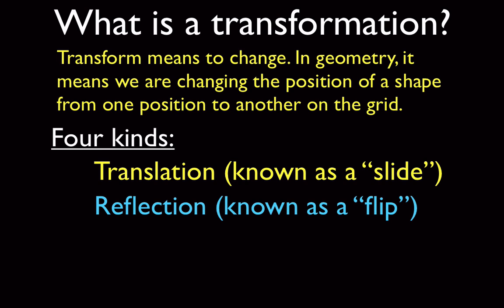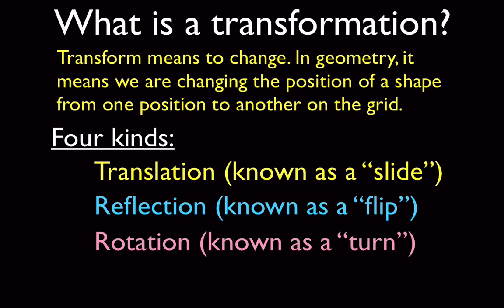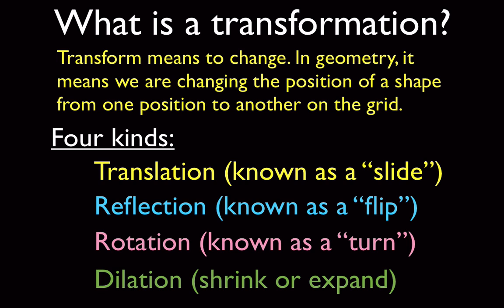You have reflections, which I think you know as a reflection in the mirror, so that's a common one. We also call that sometimes a flip, because we're flipping over the shape, and we're doing it across something, like across the x-axis, across the y-axis, across a line. It can be done a lot of different ways. A rotation, which is also known as a turn, and as you know, wheels rotate. Rotation means to turn. And the last one is a dilation.